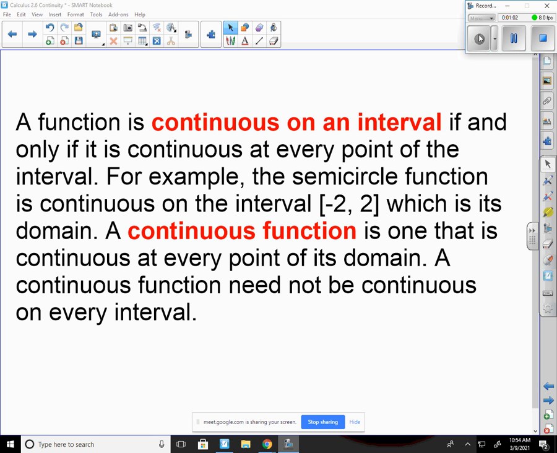Today is going to be a lot of writing, a lot of rules that we're going to discuss today and moving forward.